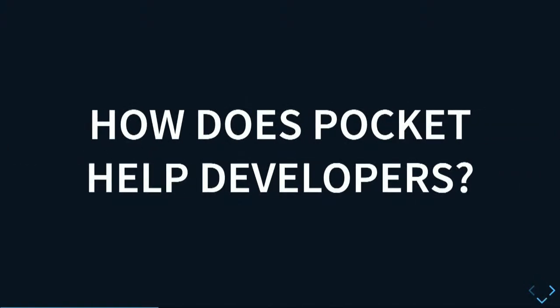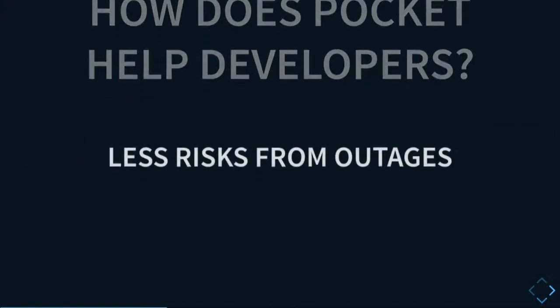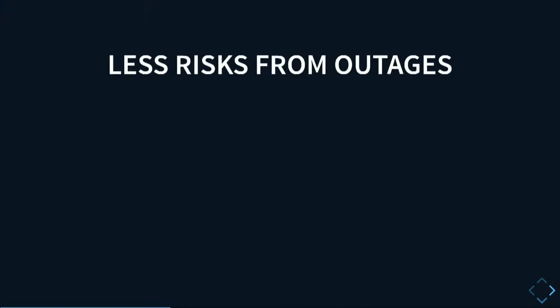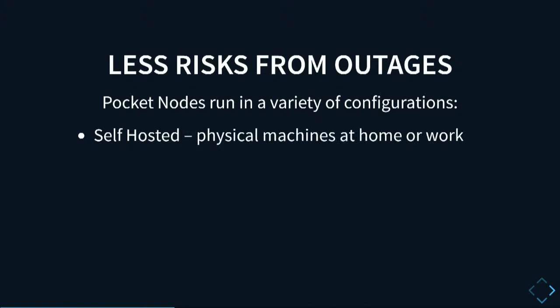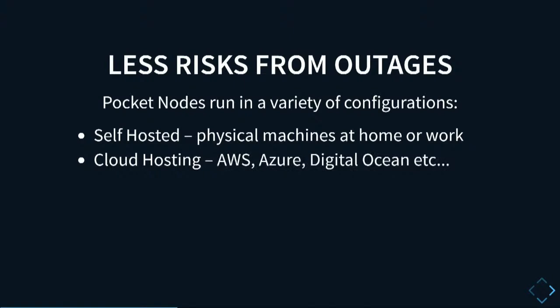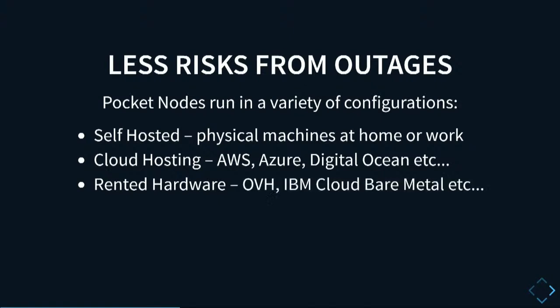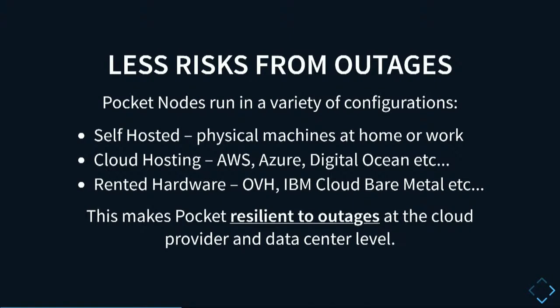This all sounds neat and all, but how does Pocket actually help you as a developer? A big thing is you have less risk from outages. Pocket nodes run in a variety of configurations. There's people who self-host physical machines that they actually own. There's people who cloud host, AWS, DigitalOcean, all of those standard providers. There's people who rent direct hardware through OVH, IBM Cloud, Bare Metal. Basically, if any of these big services goes down, there's an entire other swath of nodes out there ready to pick up that service.